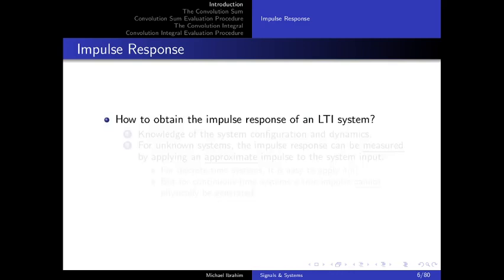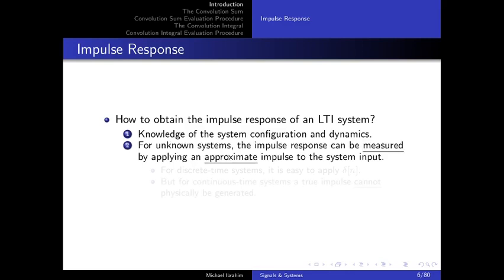How can we obtain the impulse response of a system? First, if we know the system configuration and dynamics, then we can get the impulse response. And there are many examples in mechanics and in circuits where if you know how the system works, you can get the impulse response. But for unknown systems, you can measure the impulse response by applying an approximate impulse, because the impulse delta of t is a kind of theoretical function where the width is 0 and the height is infinity.